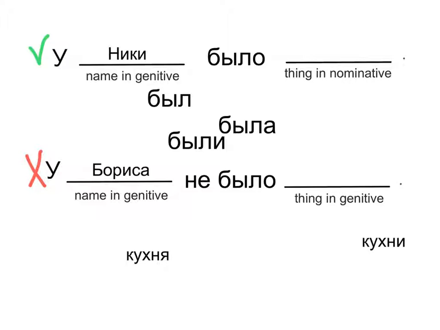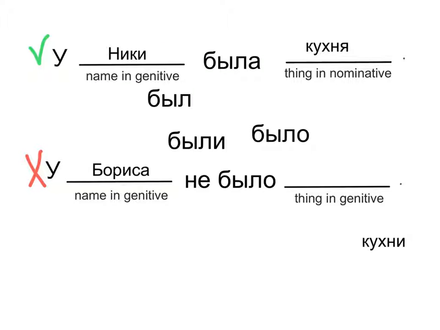Now, кухня. Nika had a kitchen. У Ники была кухня. А у Бориса не было кухни.